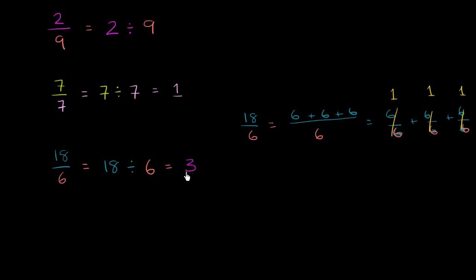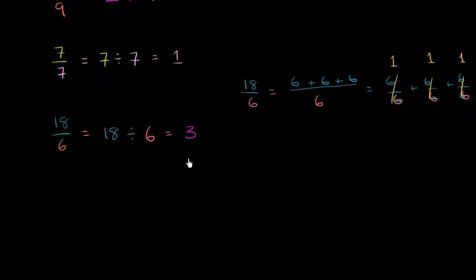But this starts to raise an interesting question. This worked out just fine because 18 is a multiple of 6. 6 divides evenly into 18. But what happens if we start having fractions where the denominator does not divide evenly into the numerator? Let's say we have a fraction like 23 over 6. Well, we know that we can interpret this as 23 divided by 6.